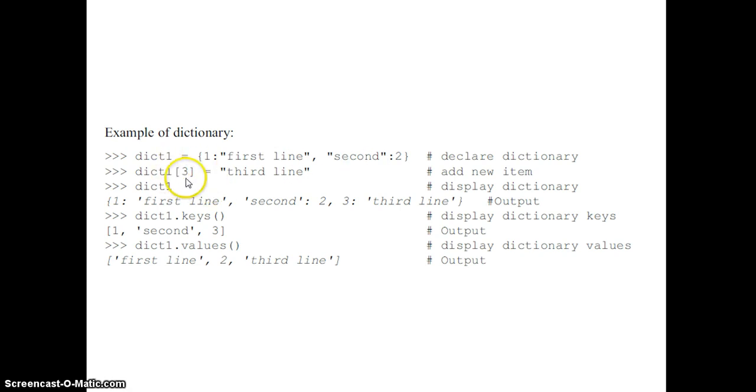Now I am trying to add another value: dict1 of 3 equal to third line. Now if I display dict1, it shows 1 comma first line, second comma 2, 3 comma third line. So it is getting added. So here it is mutable, that means a dictionary is mutable. Only tuple is not mutable.